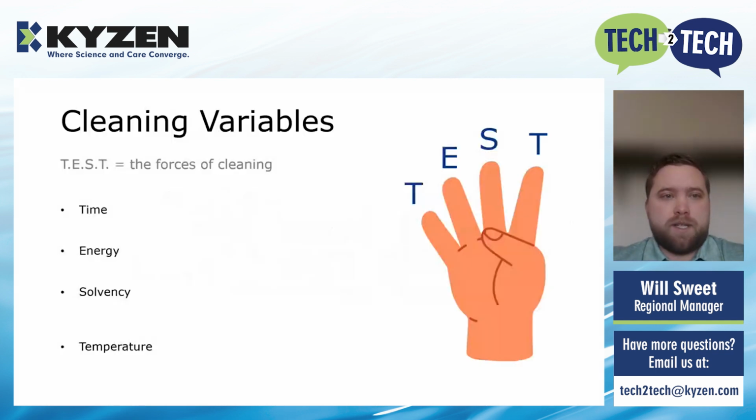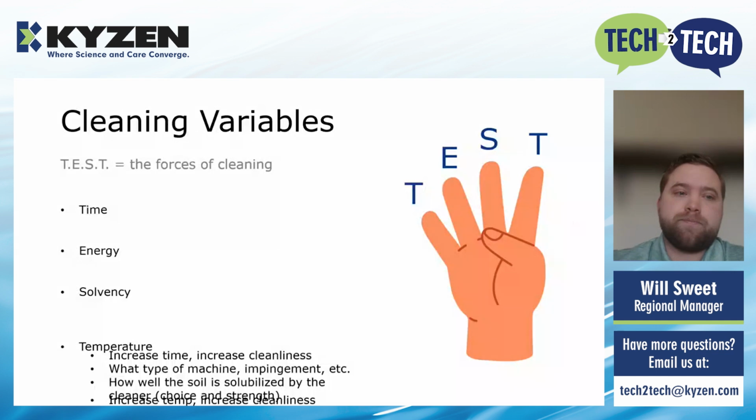So to start off, we're going to be talking about cleaning variables. When you're setting up a new cleaning process, there are only so many things that you can really change, move up or move down, in order to improve cleanliness or improve the process altogether. For this, we use an acronym called TEST, T-E-S-T, the forces of cleaning. These are the things that you can move up and down to improve a cleaning process. And TEST stands for time, energy, solvency, and temperature.